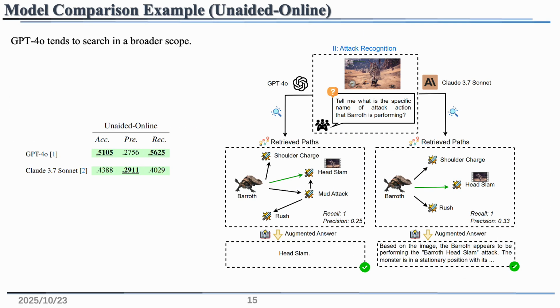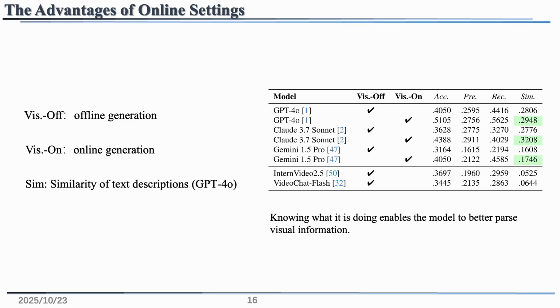We also compare the performance of different models on only the online setting. We find GPT-4o tends to search in a broader scope, which causes lower precision and higher recall. We also find Claude is more cautious in its knowledge retrieval. Here we show the advantage of online settings. We can find all online settings give a higher similarity value. It means models tend to generate accurate visual descriptions.